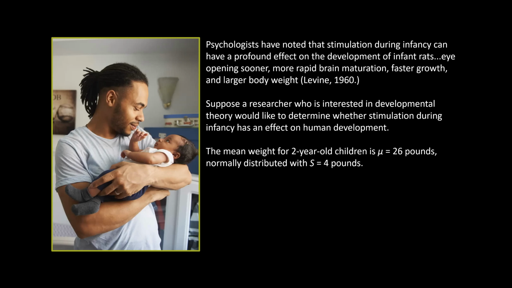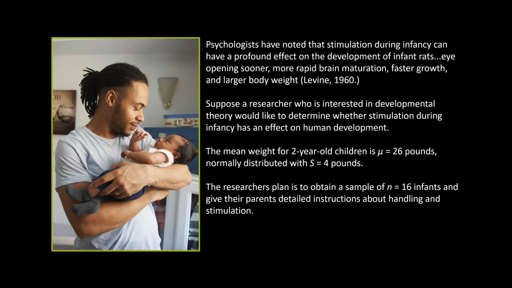So that means what we have here is mu, so we know we're talking about the population. All 2-year-old children that are weighed in the United States form a normal distribution, and the mean weight is 26 pounds, and weights deviate from the mean on average by about 4 pounds. So the researcher knows that.